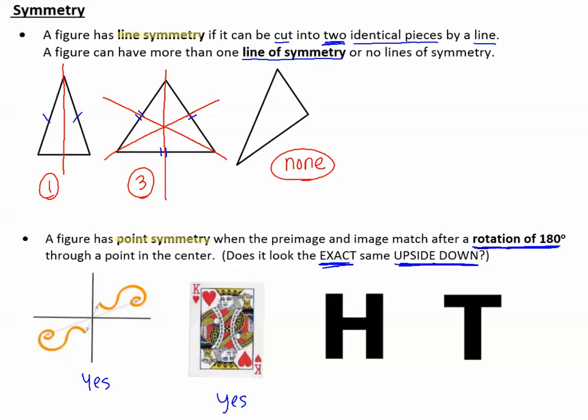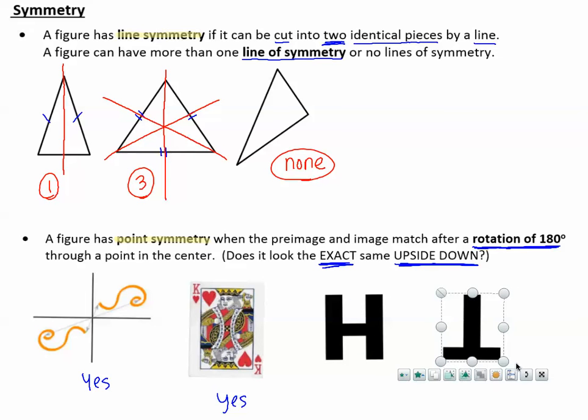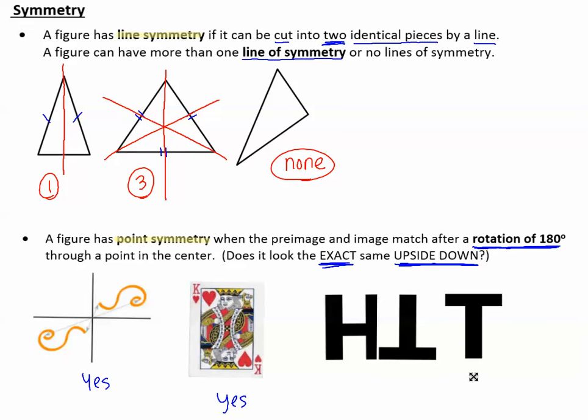Which letters of the alphabet have point symmetry? Does an H? Does a T? Well, let's do our test. Can I rotate it completely upside down? For an H? Yes, I can. An H has point symmetry. How about for a T? If I turn it completely upside down, a 180-degree rotation, it does not have point symmetry.